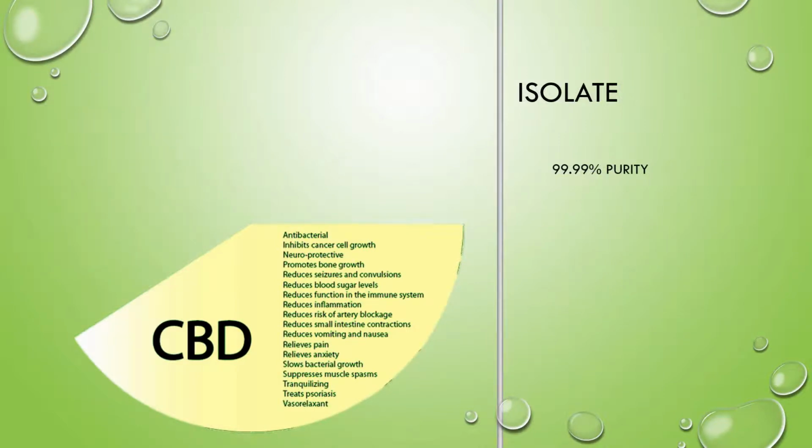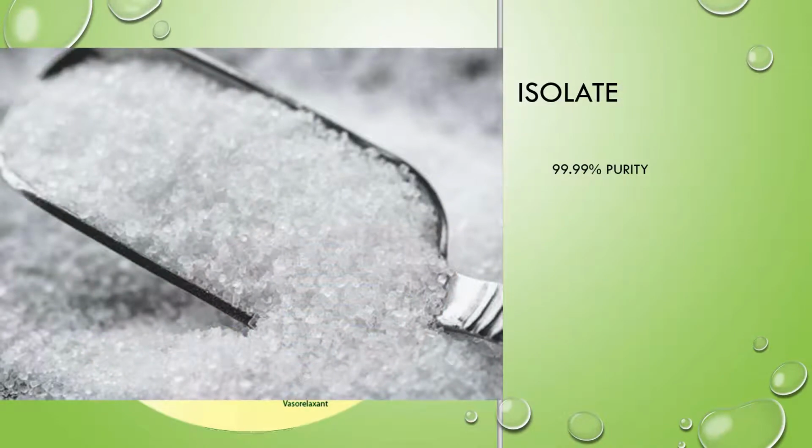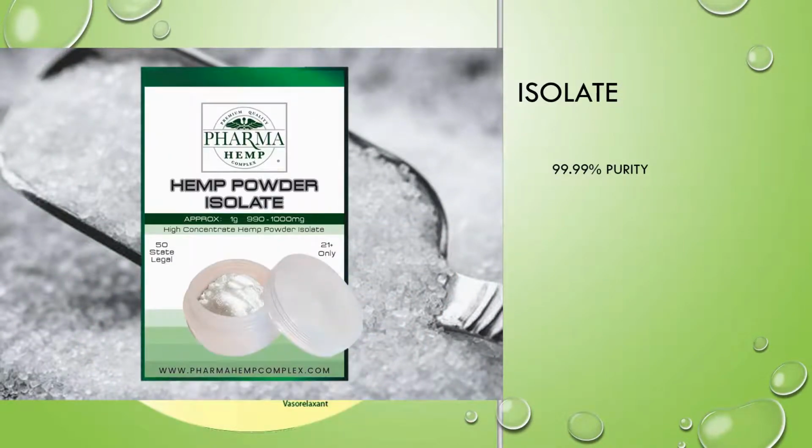In its purest form, CBD is actually a crystal, typically called CBD isolate, and it's actually possible to purchase any of these products. But if you see a product that says isolate, unless it's a powder, it'll actually be CBD isolate added to a carrier oil.